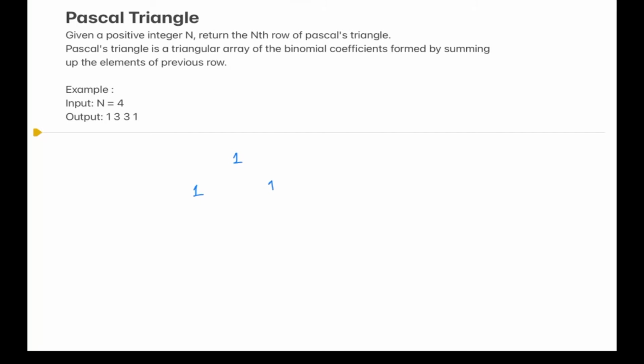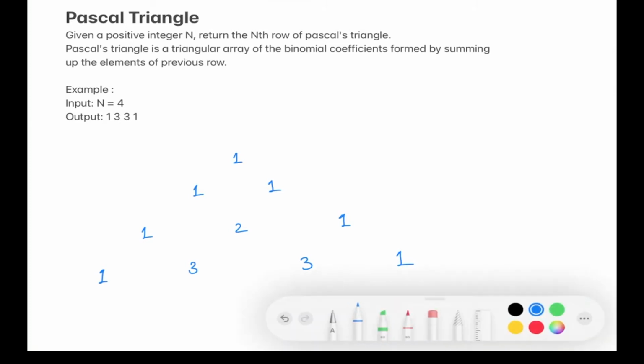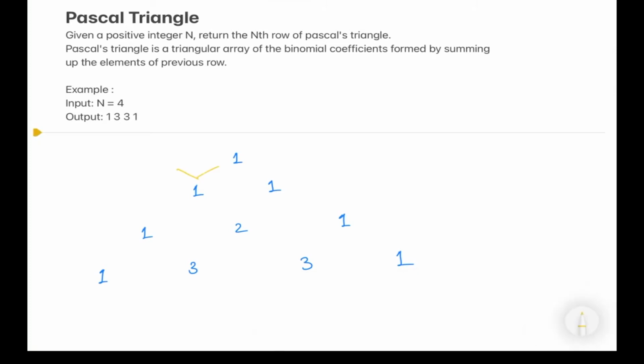1, 1, 1, 1, 2, 1 and 1, 3, 3, 1. In case you are wondering how I'm coming up with it, Pascal triangle is very easy to form. We just have to do the sum of the above two elements like this. 1 plus 0 is 1, 1 plus 1 is 2, 1 plus 0 is 1, 1 plus 2, 2 plus 1, 1 plus 0. And that is how we form the Pascal triangle.